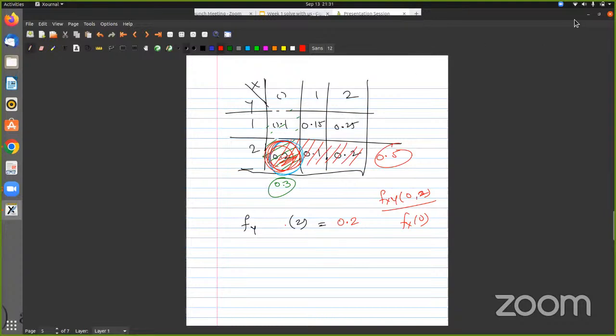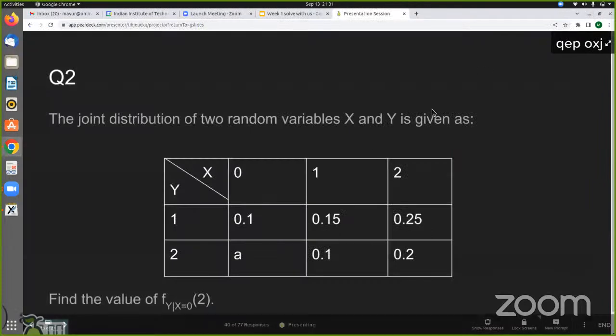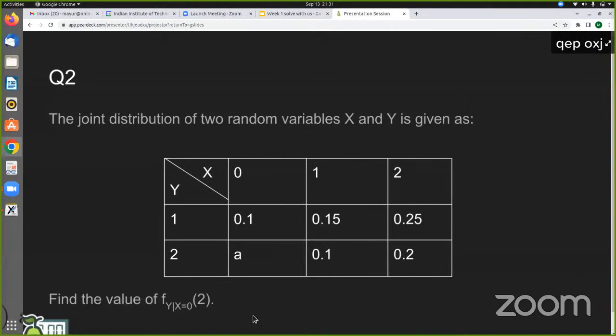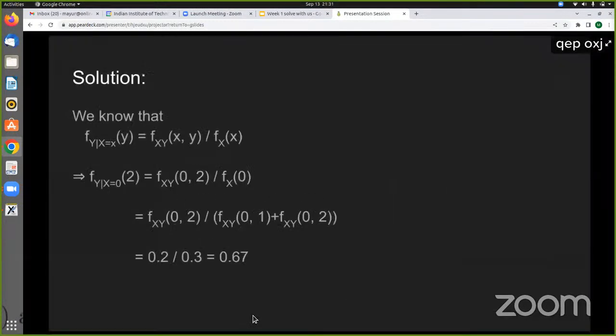Okay, so this is how we will find the value. What is the value for this question? It is the joint density of x equals 0 and x equals 2, which equals 0.2, what you have already found out in the previous question, divided by the marginal density of x at 0, which is nothing but 0.3. So 0.2 divided by 0.3 should be the correct answer.